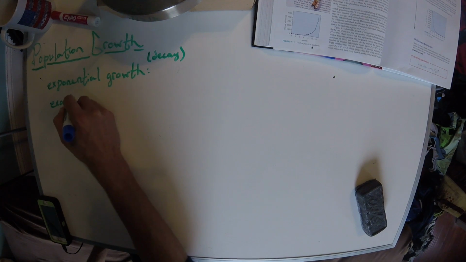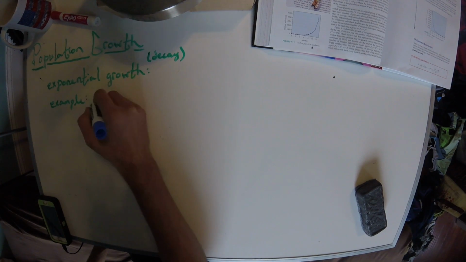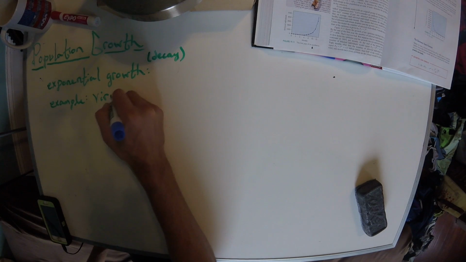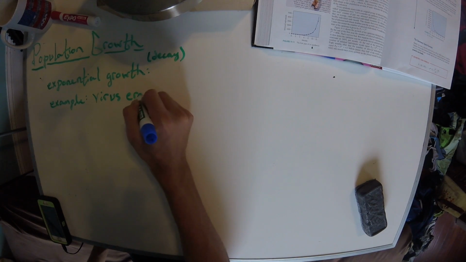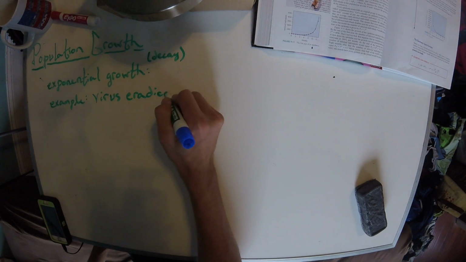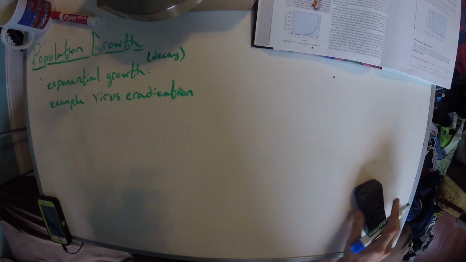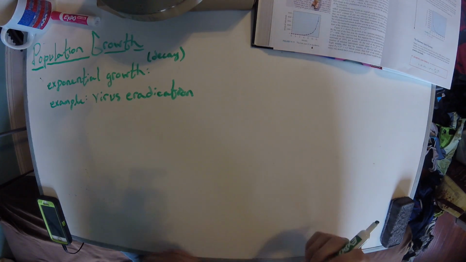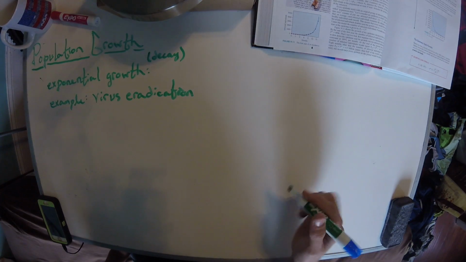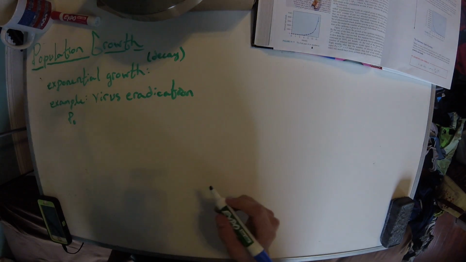For example, this is going to be virus eradication. So we've got this virus that we call the gamma virus, and that gamma virus has a population, P0, of 1 million.